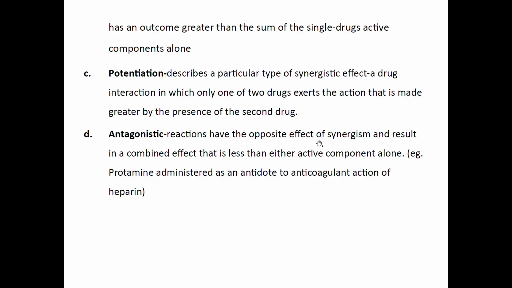Its reactions have the opposite effect of synergism and result in a combined effect that is less than either active component alone. That means 1 plus 1 is equal to 0. For example, whenever you are taking protamine and heparin, these will counteract the activity of one another, because protamine is a coagulant and heparin is an anticoagulant, like atropine and physostigmine. They are antagonistic to one another. Atropine and acetylcholine are antagonistic to one another.